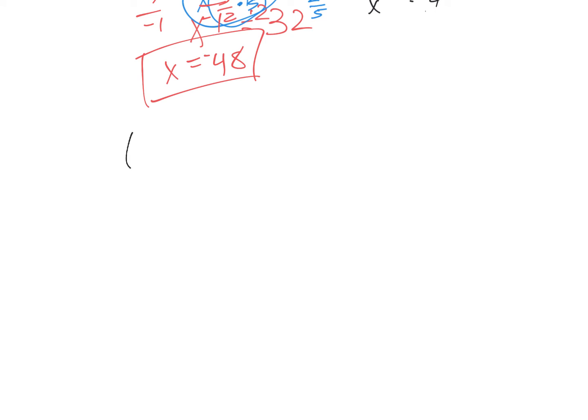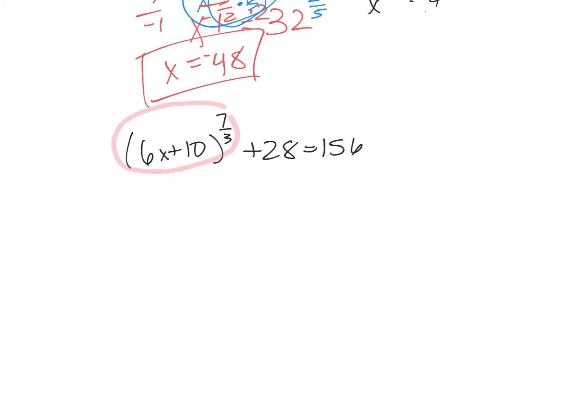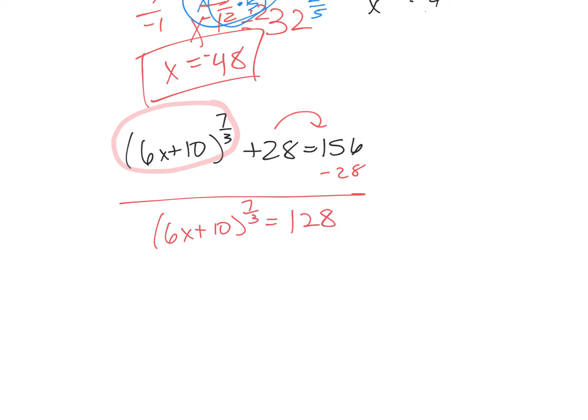If I give you 6x plus 10 to the power of 7/3 plus 28 equals 156. So remember, you want to isolate this base, this radical, before you can take it to the inverse power, right? So I'm going to move the 28 over. So I'm going to subtract 28. So I get 6x plus 10 to the power of 7/3 equals 128. Now I can take it to the power of the reciprocal, 3/7, to get rid of that.